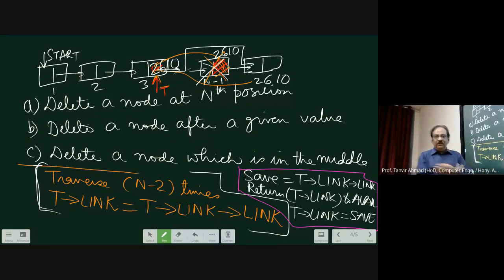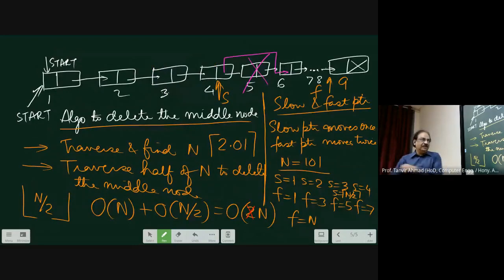You are going to save s of link, return s of link to avail, and then s of link is equal to save. Now this becomes the same problem over here. And therefore, what is the time complexity? This particular loop only works from 1 to n, and therefore you have removed this part. Therefore the order of complexity is equal to order of n.